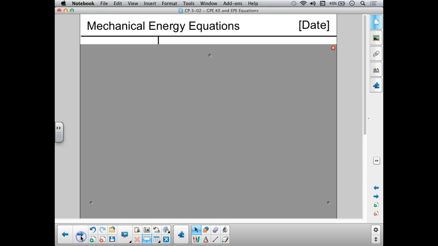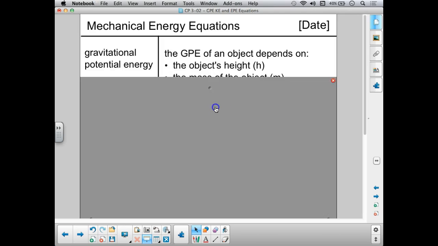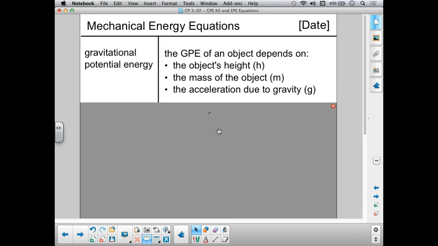Okay, let's take some notes. The first form of energy we're going to talk about is gravitational potential energy, or GPE. And we've already learned in a previous lecture that GPE depends on an object's height. The higher up an object is, then the more energy it has, because it has a greater ability to cause change, which is what energy is, a greater ability to cause change from a greater height. So it makes sense that the GPE of an object is going to depend on its height.